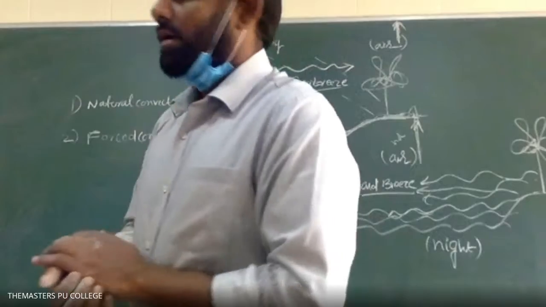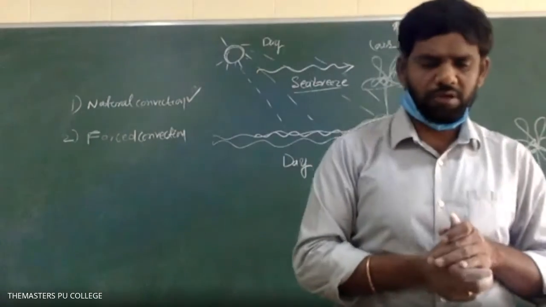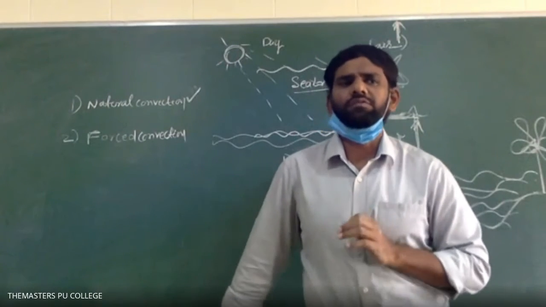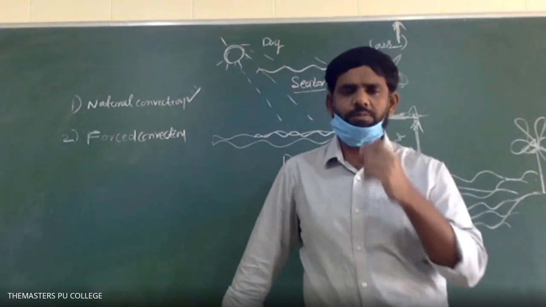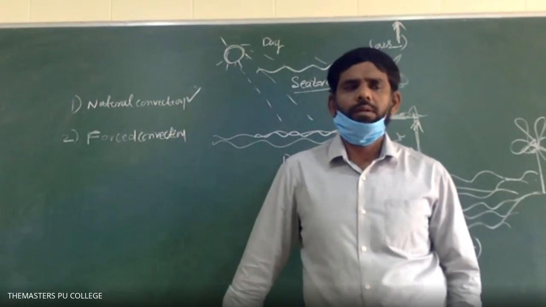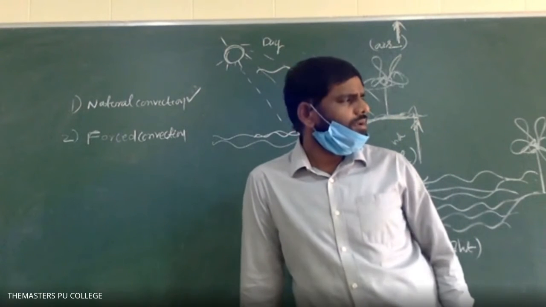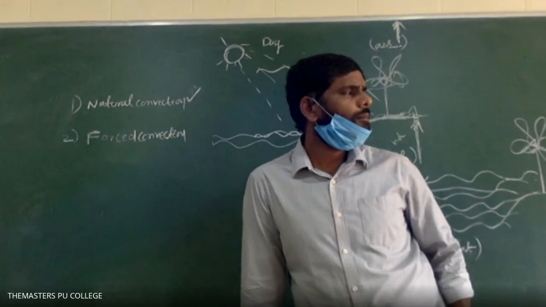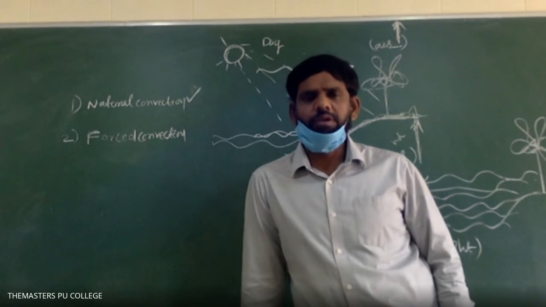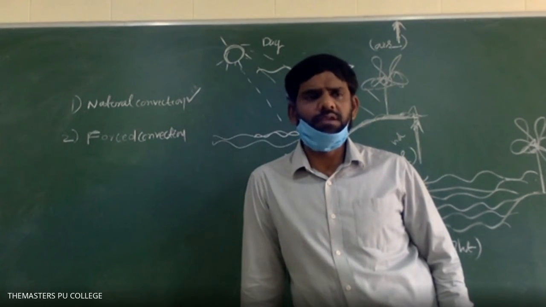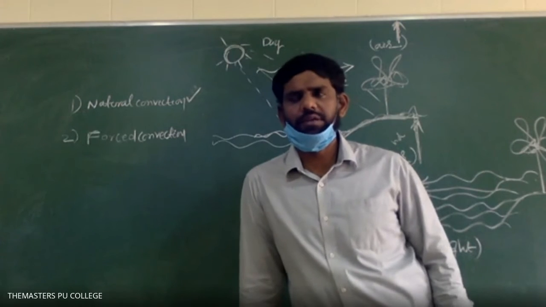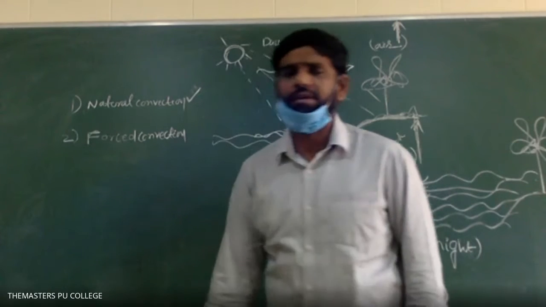Okay, sir, understood. So write it now. Natural convection. It is the process of convection due to variation of densities of the medium, a fluid, anything you can write.